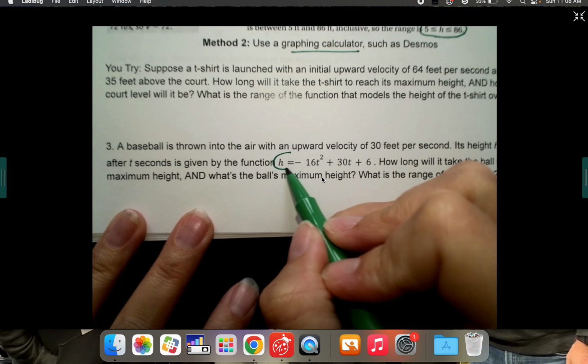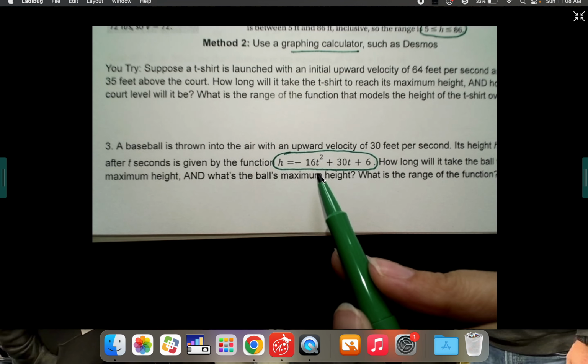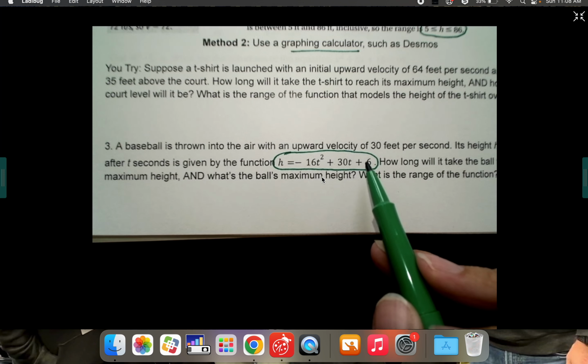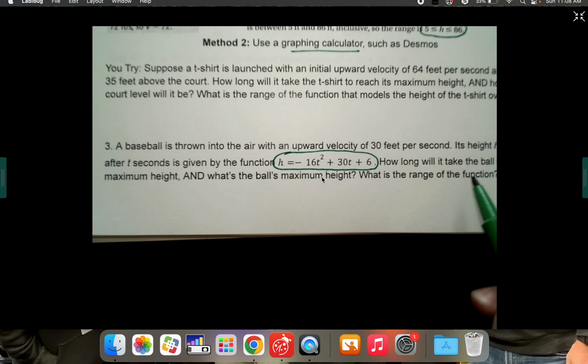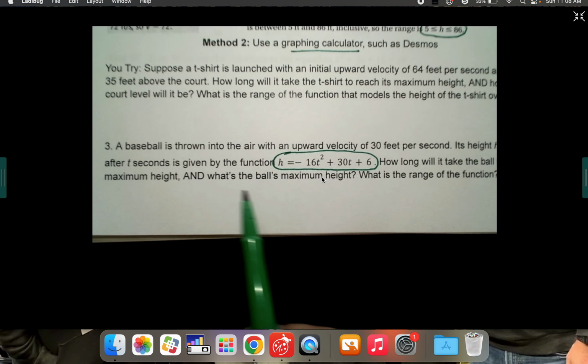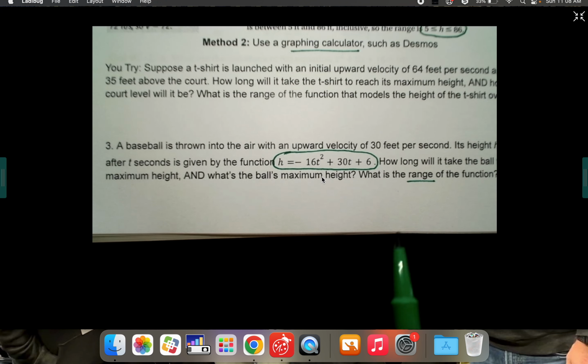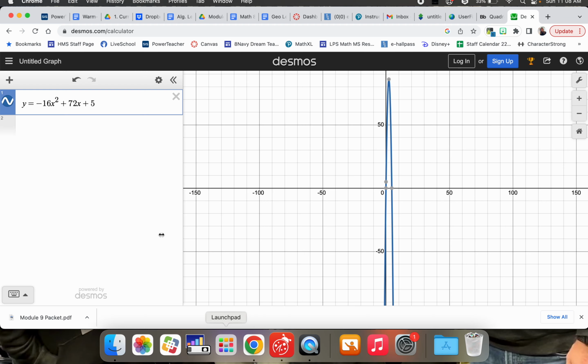The formula for the baseball is negative 16t squared plus 30t plus 6. That means whoever threw it was probably 6 feet tall, throwing it from their height. So how long will it take the ball to reach its maximum height, and what is the ball's maximum height? And then what is the range? So again, I'm going to use my Desmos calculator, and I'm going to leave all of this the same, except I'm going to change the middle number, the B term, to 30, and then the C term to 6. So the B term this time is going to be 30. The C term this time is going to be 6.